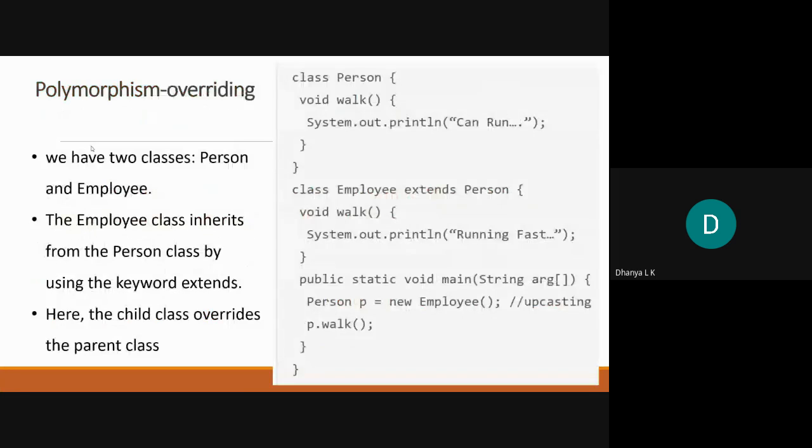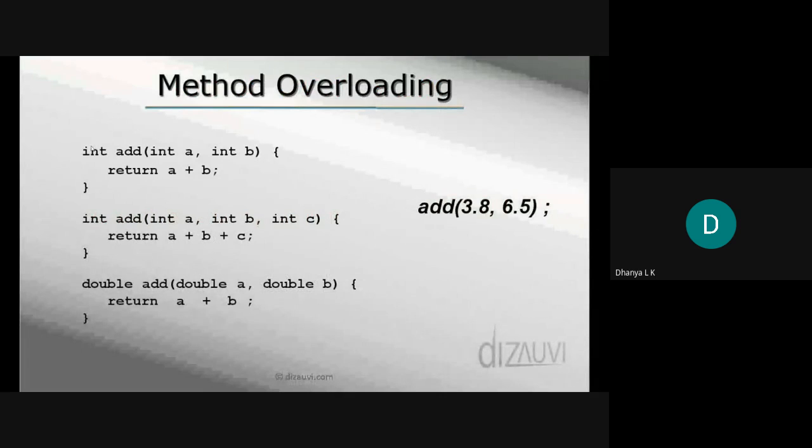In that case also, I will take one example here. There is an add. Add is a function. Inside add, there are three functions: add, add, add. But inside those functions, we are specifying the arguments. The first example has two integer arguments, the second example has three arguments, and in the third example, double arguments. So the arguments are different but the name is the same.